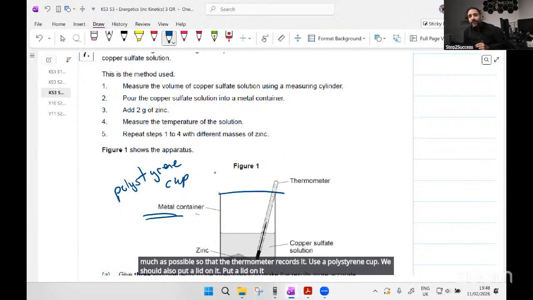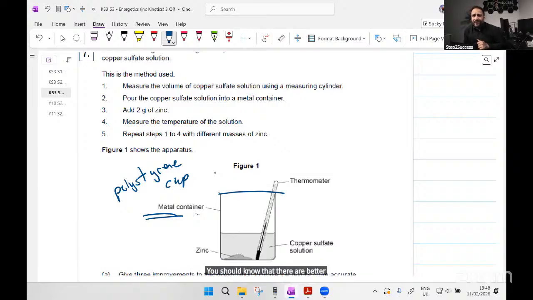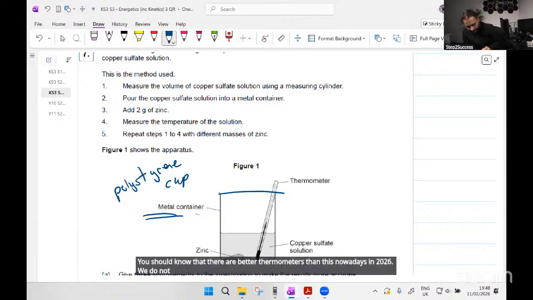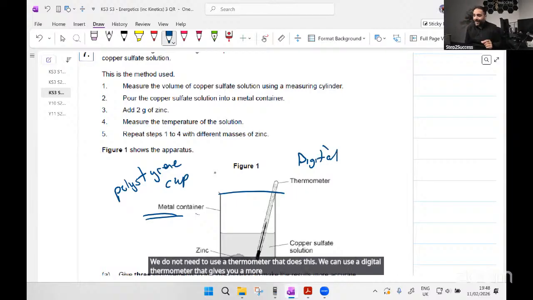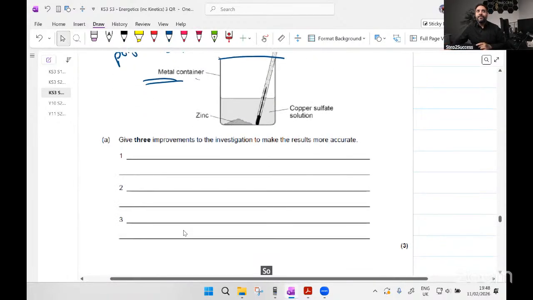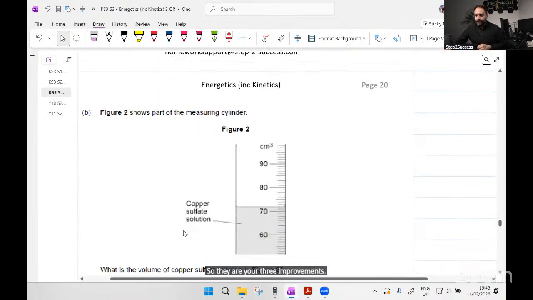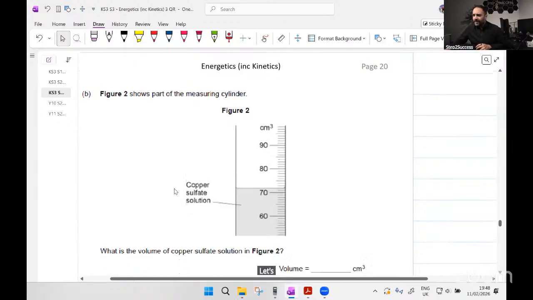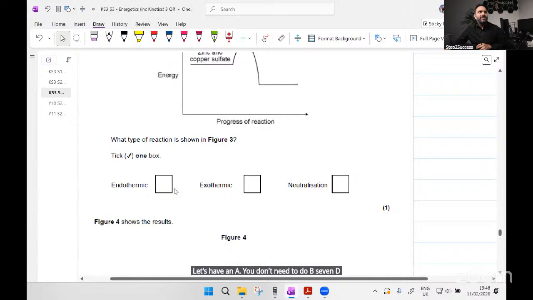And also, if we look at this thermometer, you should know that there are better thermometers than this nowadays in 2026. We do not need to use a thermometer that does this. We can use a digital thermometer that gives you a more precise, accurate number. So they are your three improvements. 7A, you don't need to do B, 7D, and 7E.